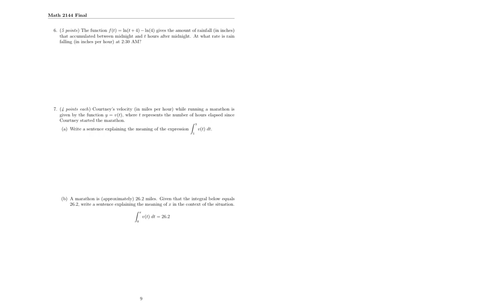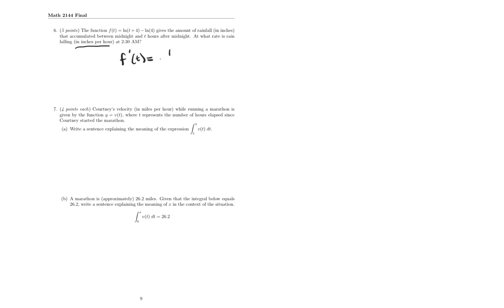So for problem 6, it says we have a function that gives the amount of rainfall in inches that have accumulated between midnight and t hours after midnight. And then it says, at what rate is the rain falling at 2:30 a.m.? So I'm interested in a rate of change in inches per hour. So I would need to compute f prime of t first, and then I'm going to plug in the value for 2:30 a.m.